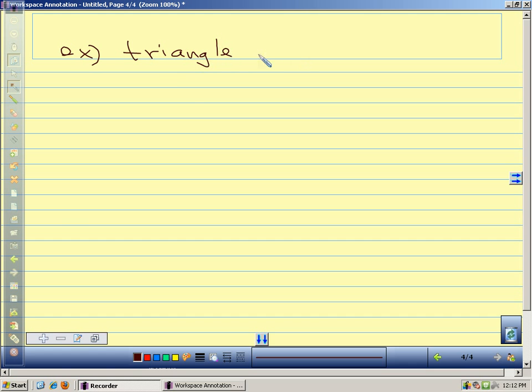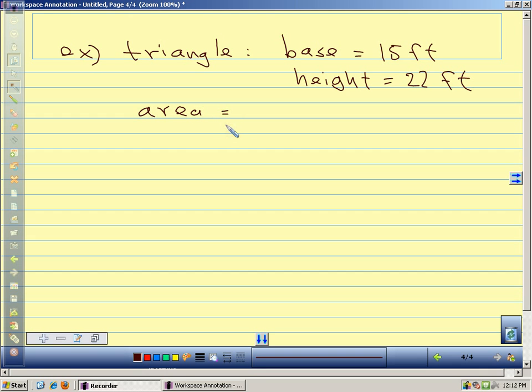we have a triangle. The base is 15 feet, and the height is 22 feet. We want to find the area. How do we find the area of this triangle? Jay?